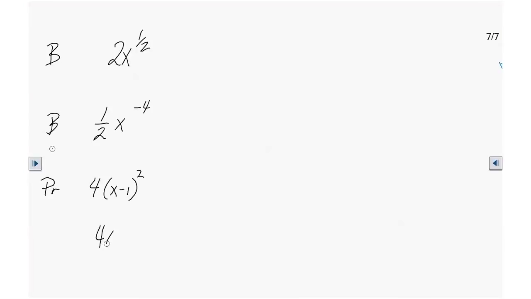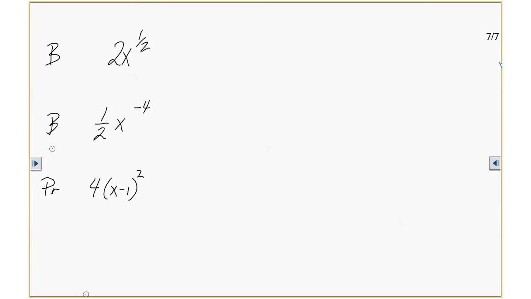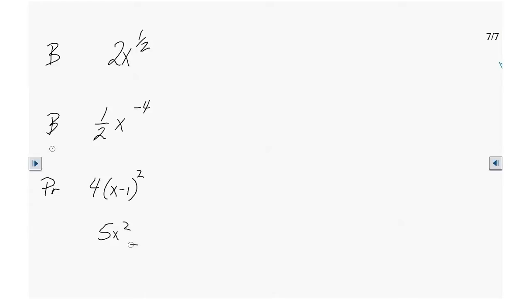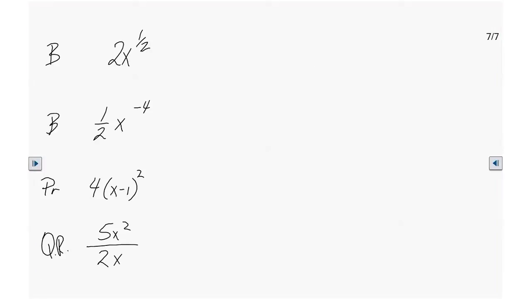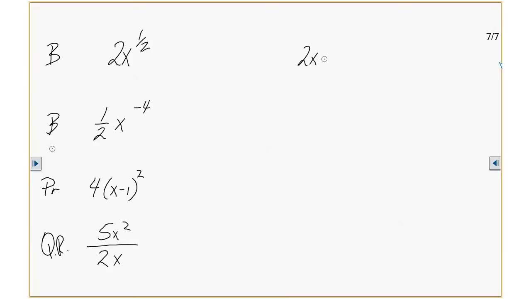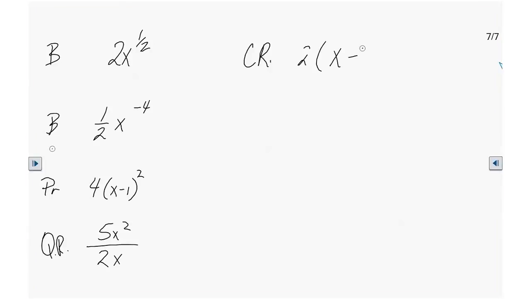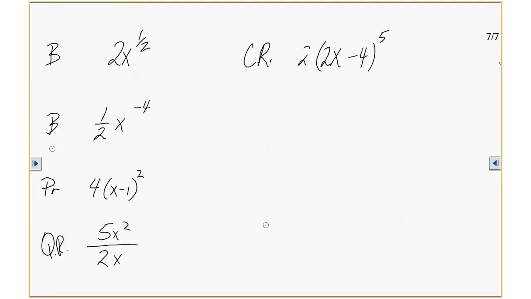4x, 5x squared over 2x. Use the quotient there. And then 2x squared, or 2x, well, let's just do 2. We'll do the chain rule here. 2x minus 4 raised to the 5th power. That's just a little bit, you'll have plenty on your homework.